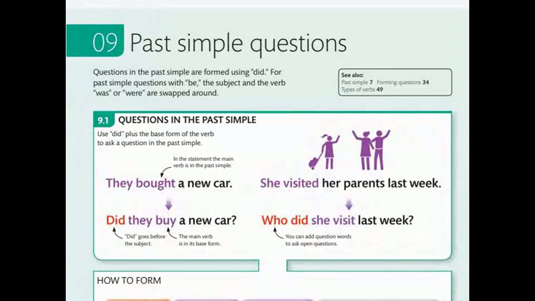Unit number 9. Past simple questions. Questions in the past simple are formed using did. For past simple questions with was and were, this means the subject and the verb are swapped around.